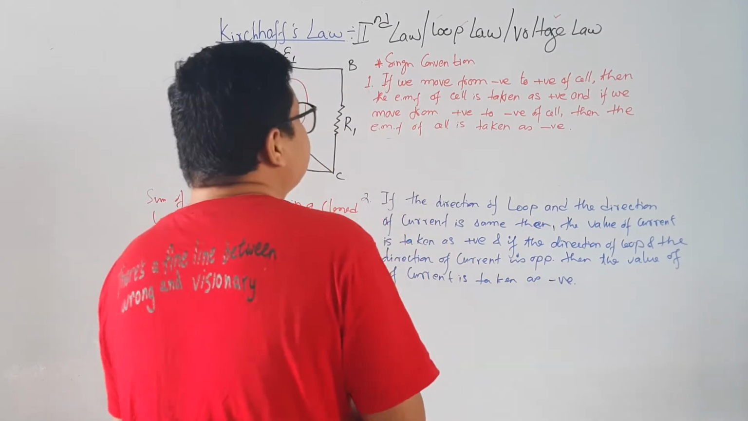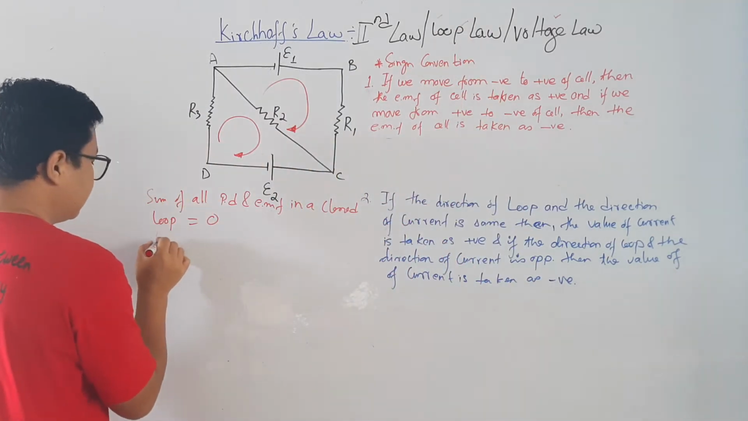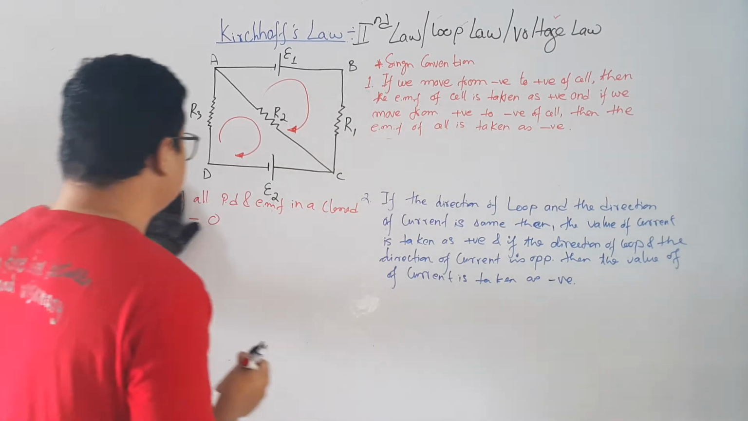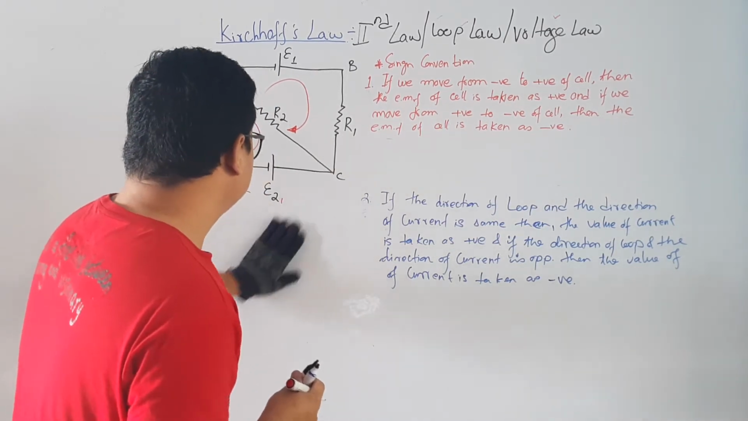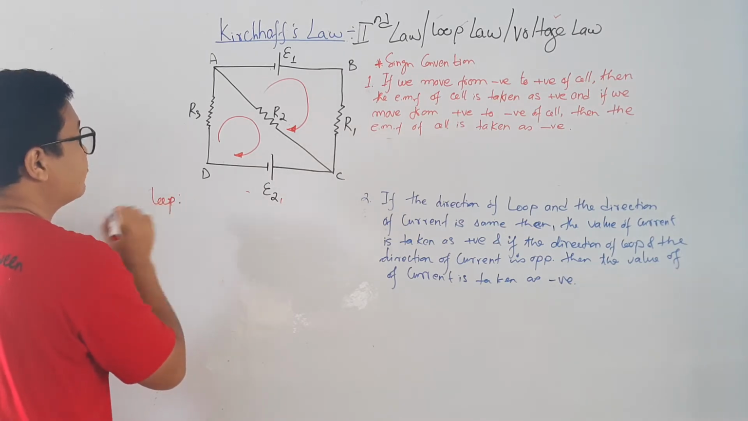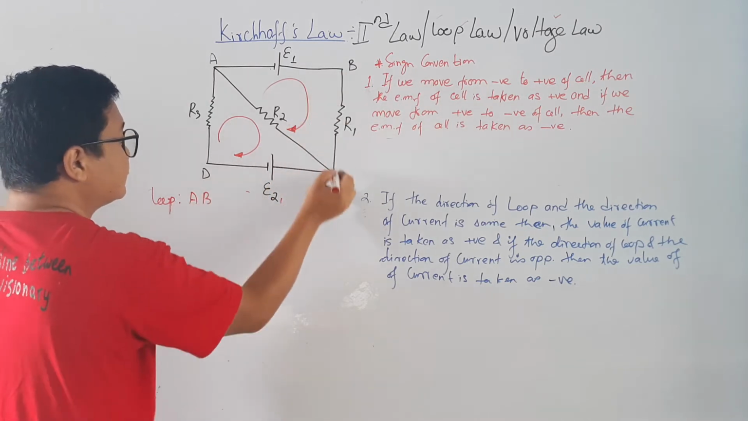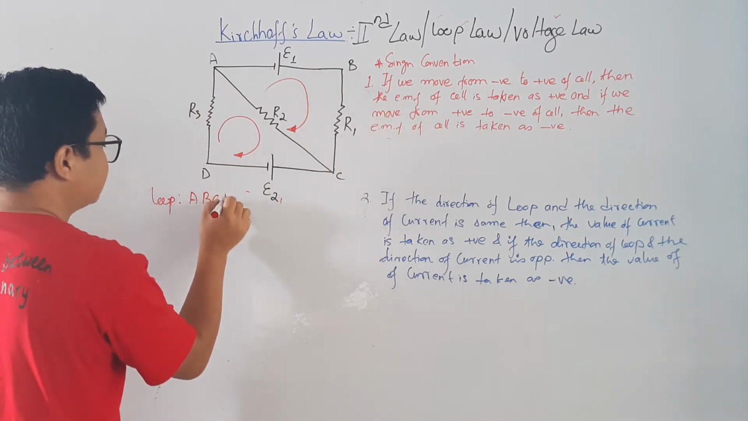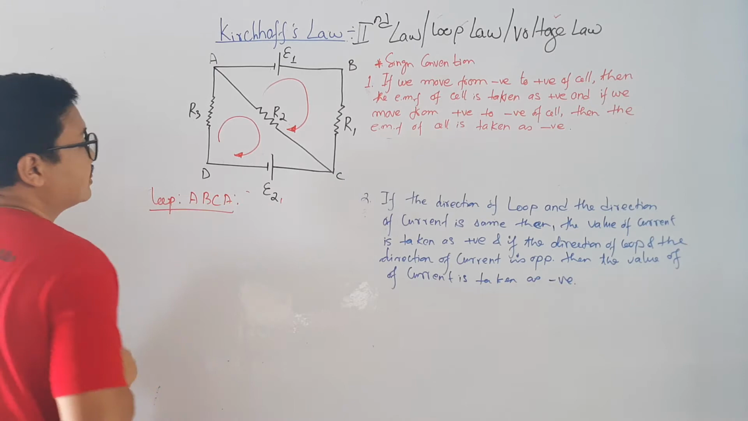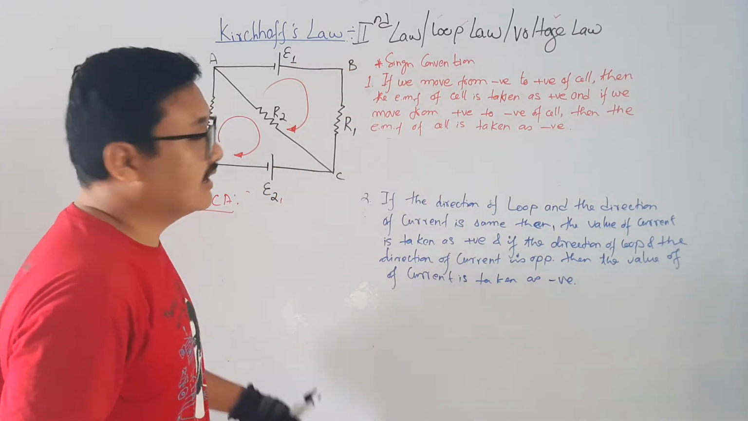So this is the example. It is the loop law. So let us consider a loop. Let me rub this out and consider a loop. Which loop will I consider? I will consider A, then B, then C, then again A. So it makes a complete loop, and I have to add all the potential drops and all the EMF.